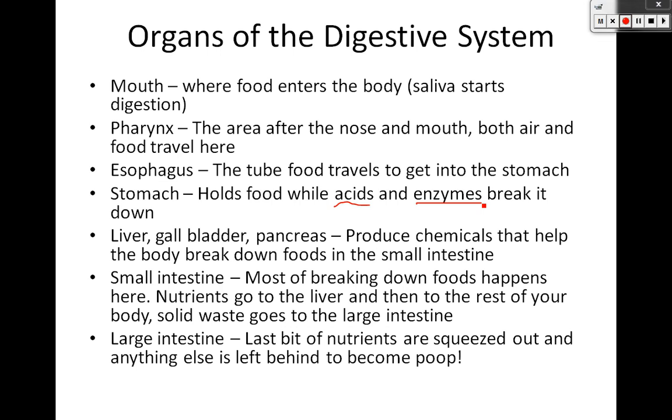And then in the large intestine, the last bit of nutrients are squeezed out if there's any left. Any extra water is squeezed out, which is why poop should normally be so solid, because it shouldn't have any water. The water should stay in your body. And then anything else that's left behind becomes what we would call waste matter, what you might call poop, and then that is expelled through the anus. And so that's kind of what happens from your mouth down to your large intestine, from going in to going out.